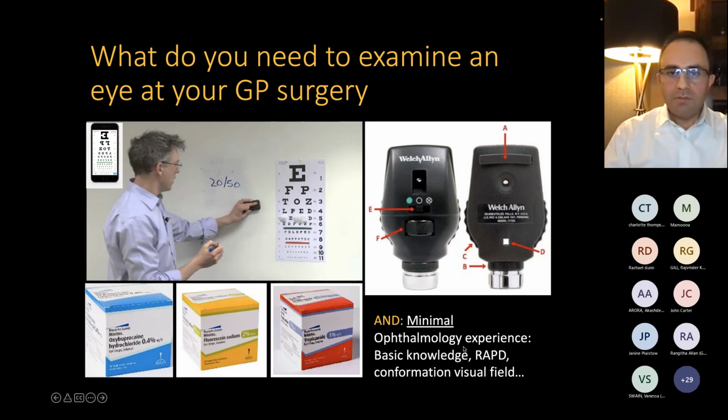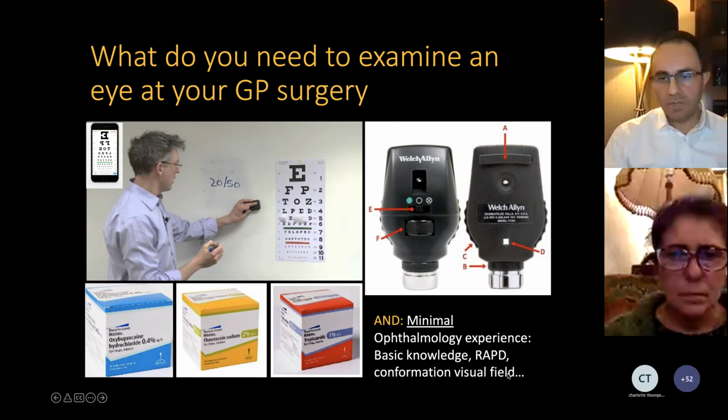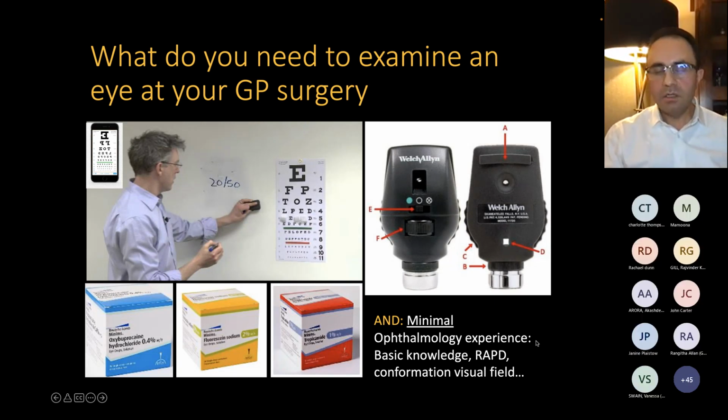On top of that, you have to have only minimal ophthalmology experience. And the main thing, you have to have basic knowledge, very basic knowledge about ophthalmology. You need to know how to check relative afferent pupillary defect and how to do confrontation visual field. In my humble opinion, if you know how to do these, and if you have this, that's all you need.